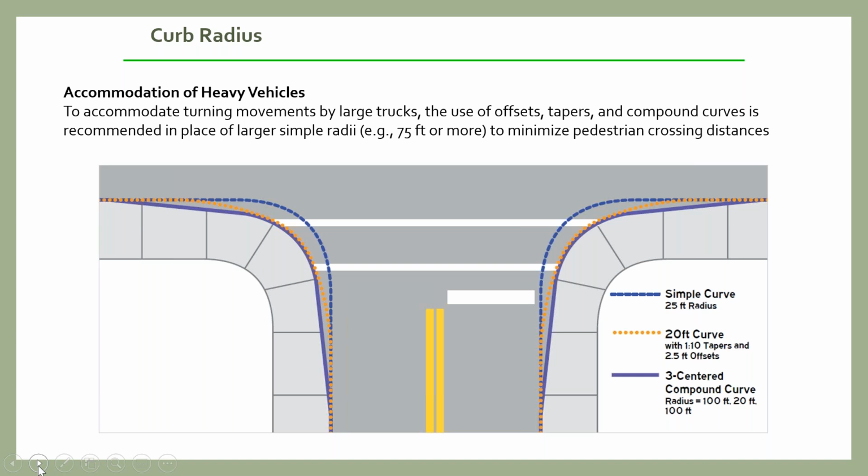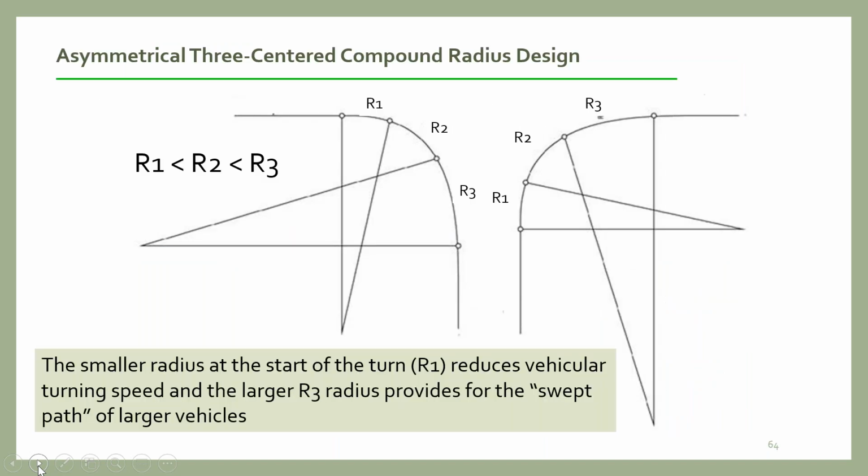So instead of a simple radius like a 25-foot radius, maybe the use of a tapered or the 3-centered compound curve. What that is basically designing the radius with three separate radii, where the R1 is less than the R2 and that's less than the R3. So by having a small radius at the start of the turn, so that this can be both turning into the minor street and turning out from the minor street, so that the first radius that vehicle encounters is the R1 value. A small radius for R1 helps control turning speed.